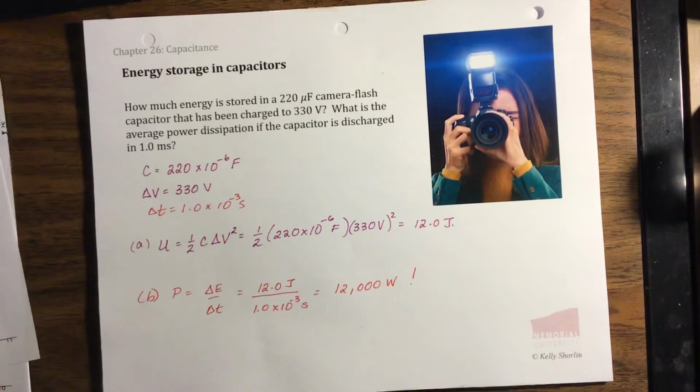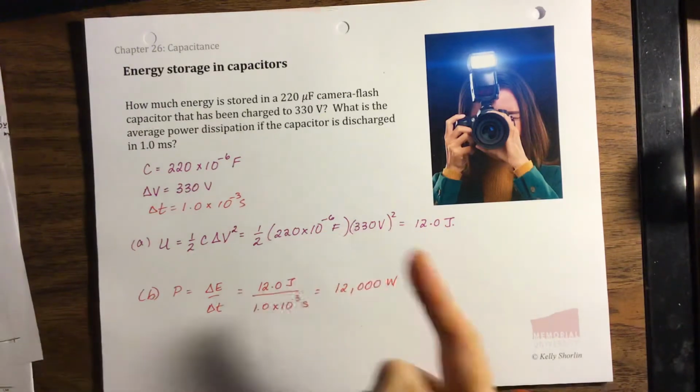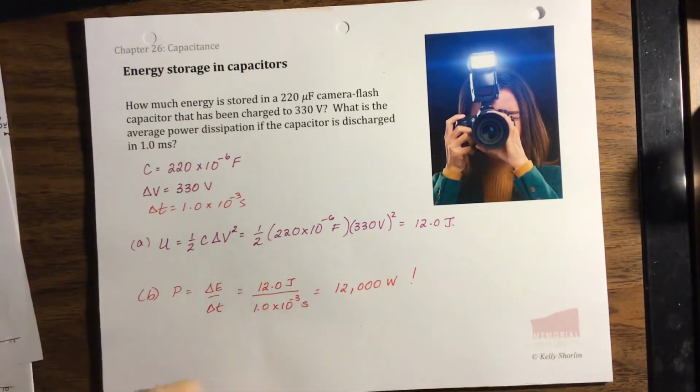So kind of how this works is that our camera battery charges up the capacitor. Kind of takes a long time because there's a lot of energy, but then it's released pretty quickly. It's why you can't get two flashes right on top of each other in general.